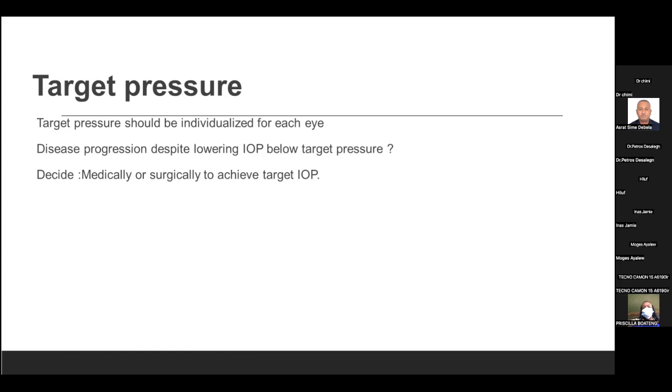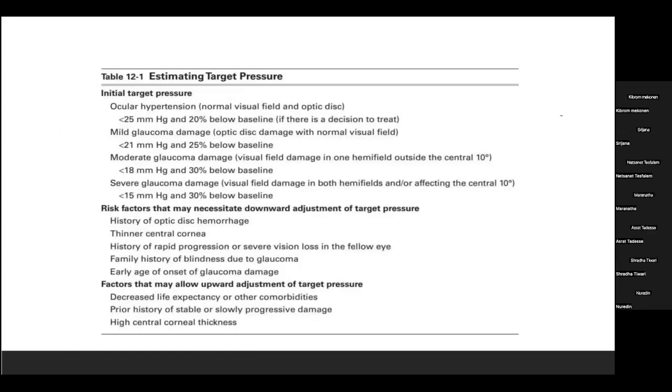And so we decide whether medically or surgically we want to achieve the targeted IOP. Estimating target pressure, there are various points listed in this table. So number one is the initial target pressure. I don't want to go into details.